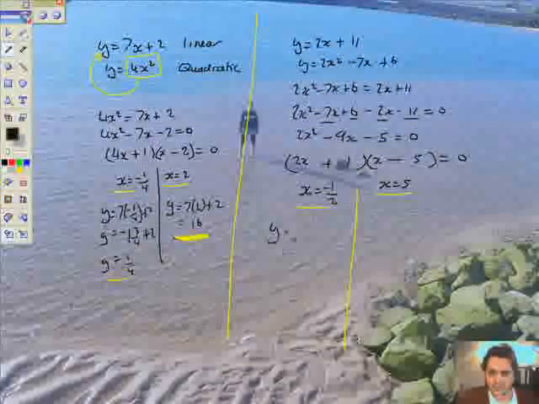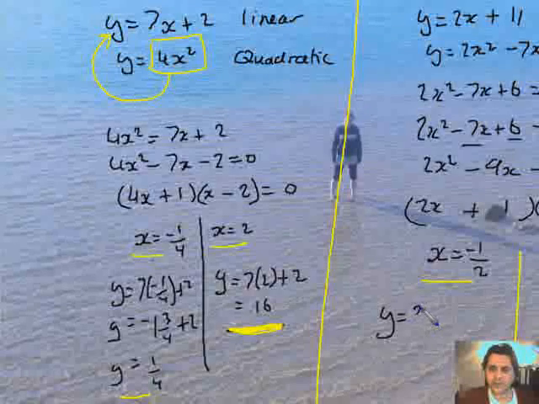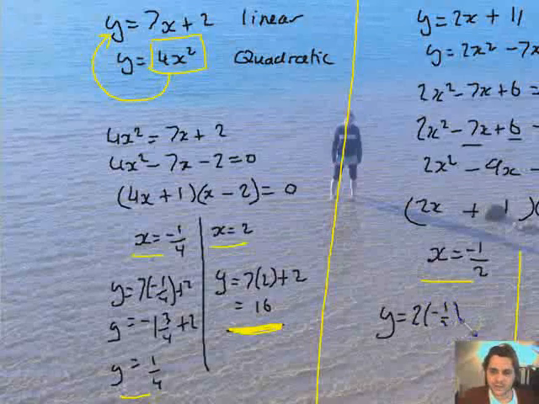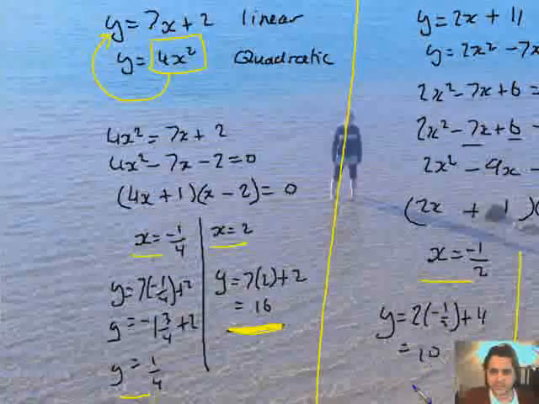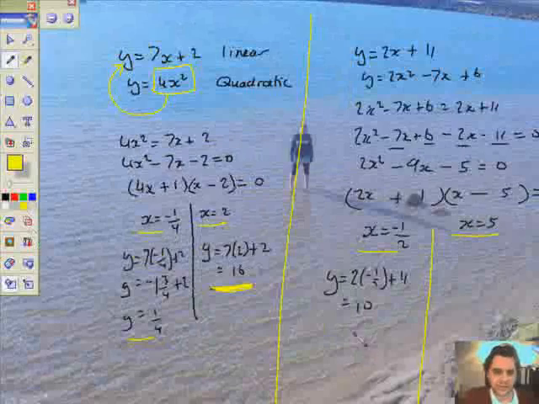So I've got the corresponding y value is going to be 2 lots of minus a half plus 11. So that's going to be minus 1 plus 11, 10. And I'm happy with that one.